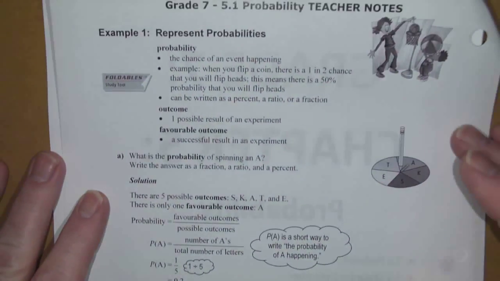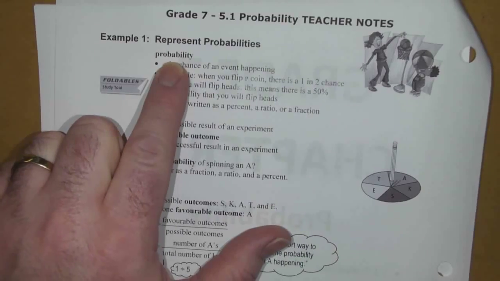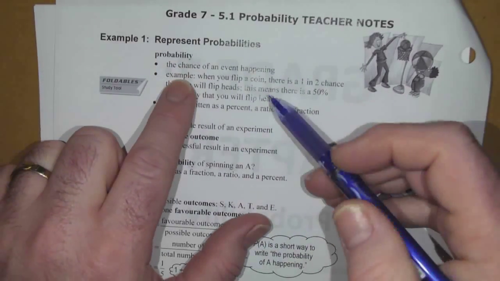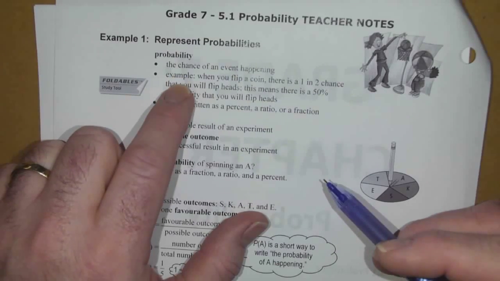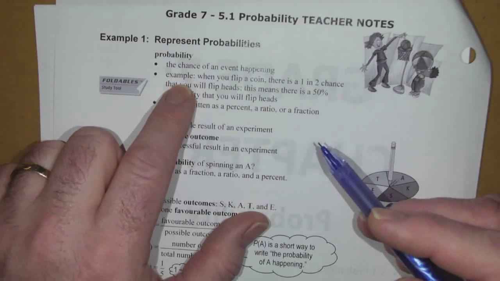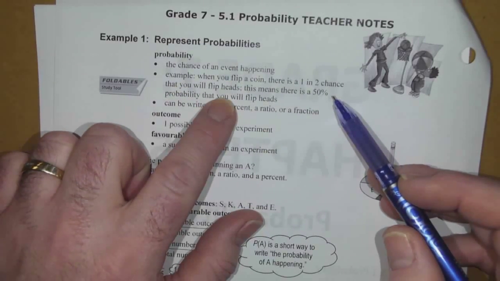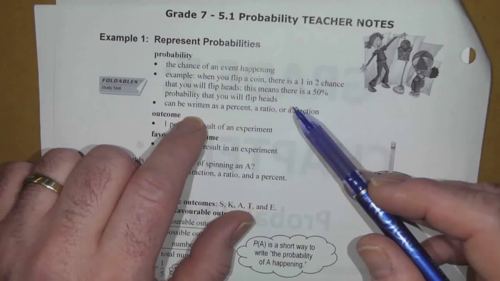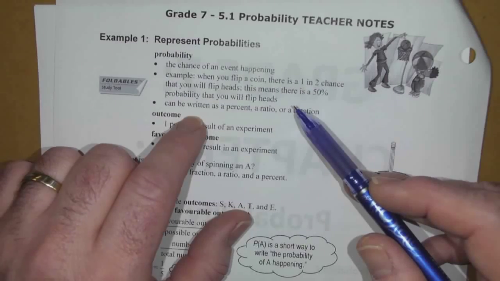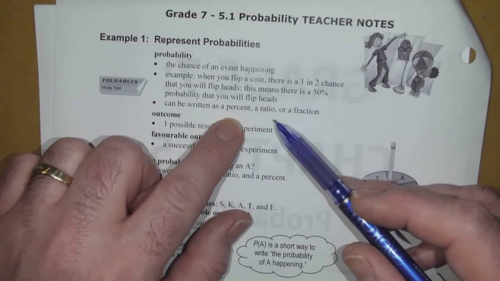So we're going to start with some definitions in 5.1, and we'll start with probability. Probability is the chance of an event happening. So for example, if you flip a coin, there's a 1 in 2 chance that you will flip heads. This means that there's a 50% probability that you will flip heads. Now, with probability, we can write it as a percent. We can do it as a fraction. We can do it as a ratio. We can even do it as a decimal, actually.